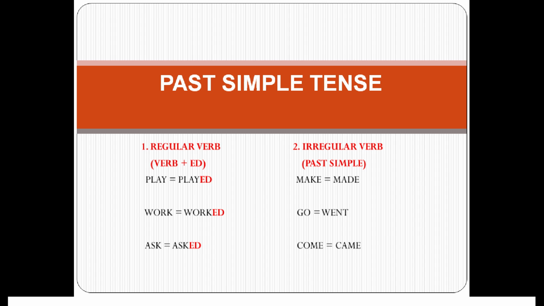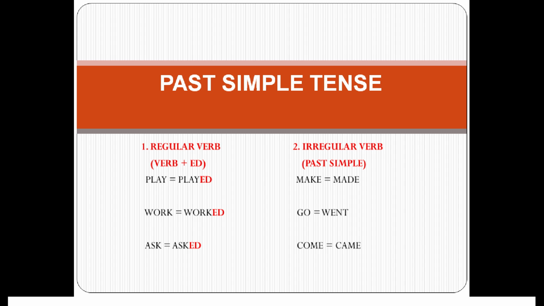If you have a regular verb, you just put ed on the end of your verb. But if you have irregular verb, it is little difficult because you need to know list of irregular verbs. Then you use simple past form from that list. I know it's difficult, but I'm sure you can learn it if you try.